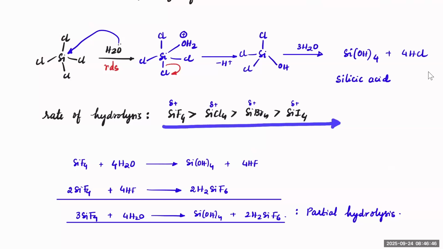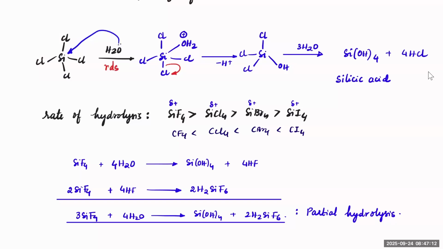Have you noticed? For carbon it is different, and for silicon it is different. For carbon, we learned that the order is like this: CBr4, CI4. Why? Because there the first step is the RDS, the removal of the group. But here, the first step is the RDS, but that is not the removing of the group.